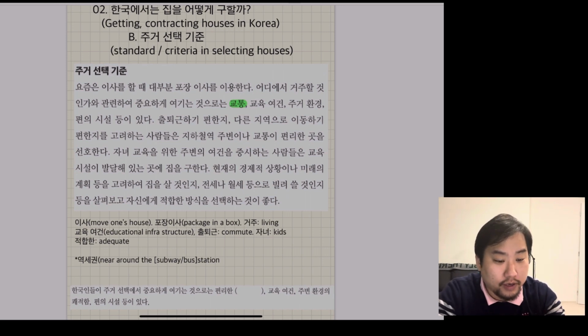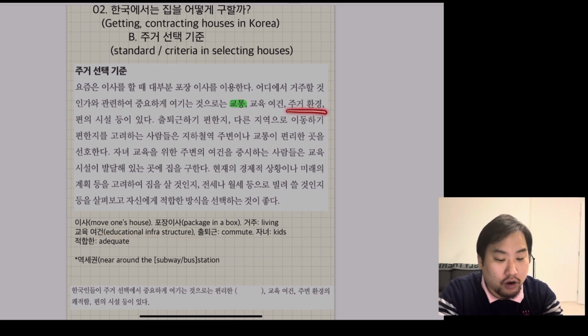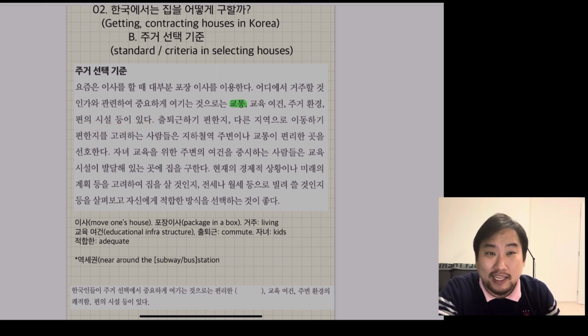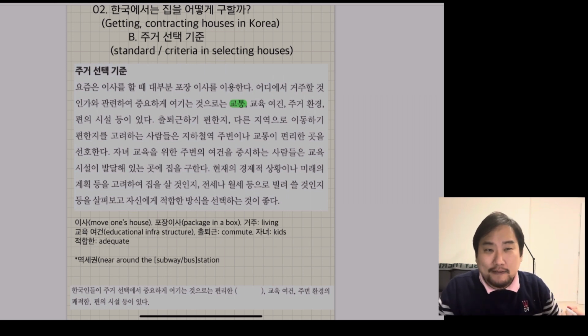The important value is 교통. It's traffic or transportation. 교육 여건. 여건 is a condition. So 교육 여건 means educational infrastructure. So how about the surrounding of the school, 학원, something like that. And 주거 환경. 환경 is environment, so living environment, and 편의시설 is convenient facility, like a convenience store or the Home Plus, E-Mart, a big supermarket, and the gym, something like that.